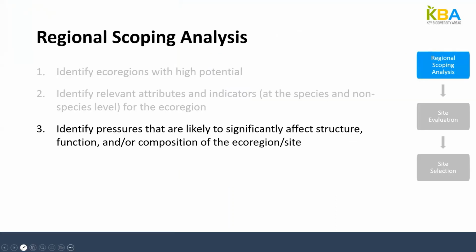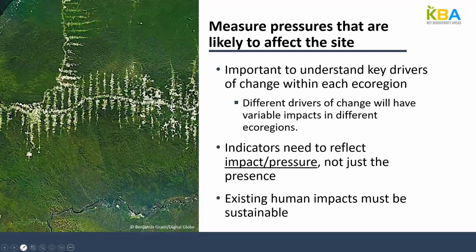So those were examples. Now let's get back to the steps. Once you've identified the attributes and indicators for the ecoregion, you can also identify the pressures that are likely to alter the composition, structure, and or function of the ecoregion. At this point, I would like to stress that when we say measure pressures likely to affect the site, we mean that you will need to assess what the key drivers of change within that ecosystem are.